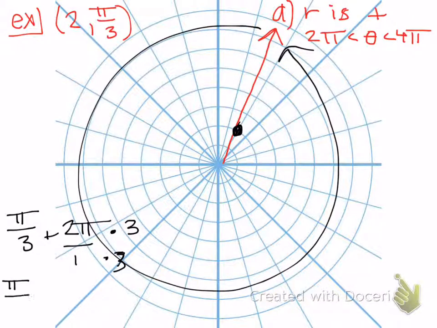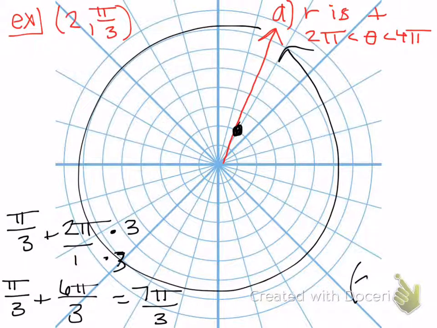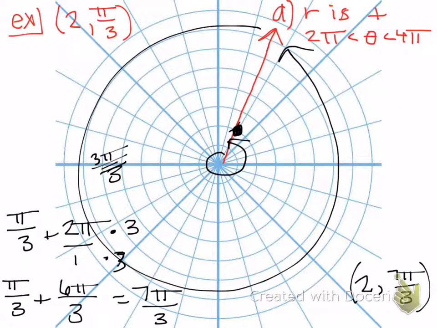So I'll have pi over 3 plus 6 pi over 3. So the second angle would be 7 pi over 3. So this original coordinate is the same as saying 2 and 7 pi over 3. It's just one full revolution around. So if we were to go around, this would be 3 pi over 3. And I could keep going around, so this would be 7 pi over 3. And notice the dot falls in the same spot, which is our ultimate goal.